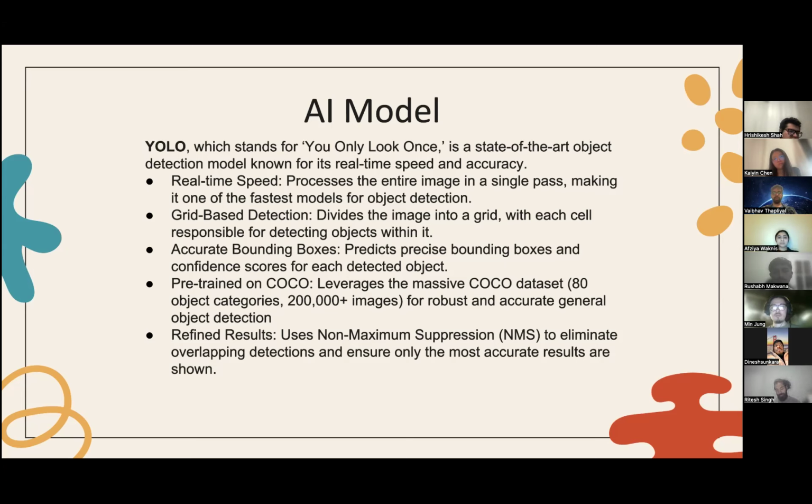So YOLO can accurately detect a wide range of objects. It uses non-maximum suppression to filter out overlapping boxes and retain the most relevant predictions. Thanks to its balance of speed and precision, YOLO is widely used in areas like autonomous vehicles, smart surveillance, medical diagnostics, and assistive tools for the visually impaired.